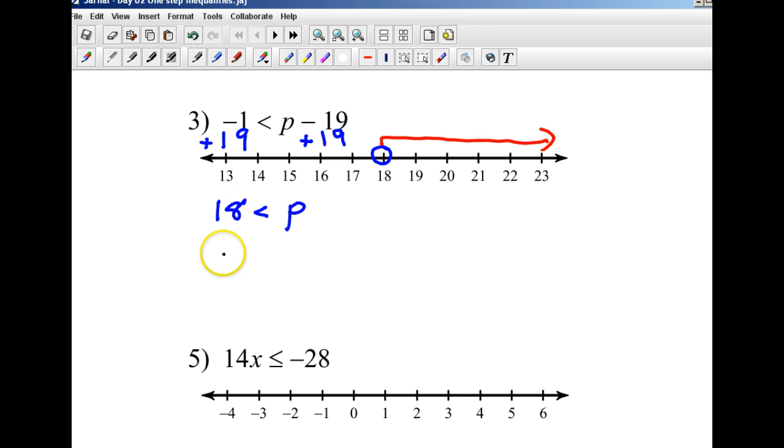This is the same thing. Go ahead and rewrite it as P is bigger than 18. These mean the exact same thing. Okay? But we usually want to write our answer with a variable on the left side.